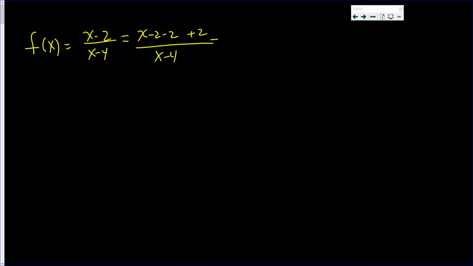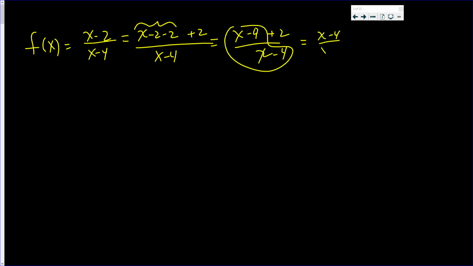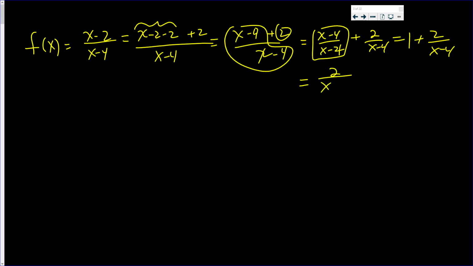And what that does is, this becomes (x minus 4 plus 2) over x minus 4. So you can divide this. You get (x minus 4) over (x minus 4) plus 2 over (x minus 4). This, of course, is 1. So you have 1 plus 2 over (x minus 4), which for the record is the same as 2 over (x minus 4) plus 1.